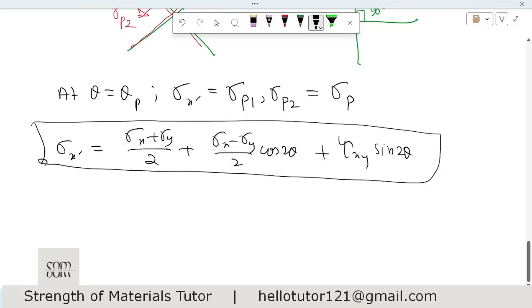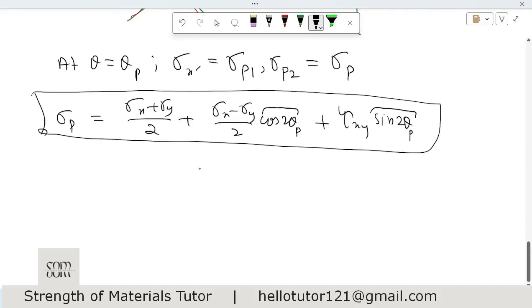But at theta equal to theta p, if we put theta p here, this is going to be what? This will now be the principal stress, right? Because we put theta p here. So let us put the value of cosine of 2 theta p and sine of 2 theta p.